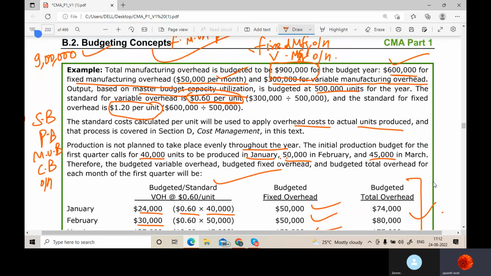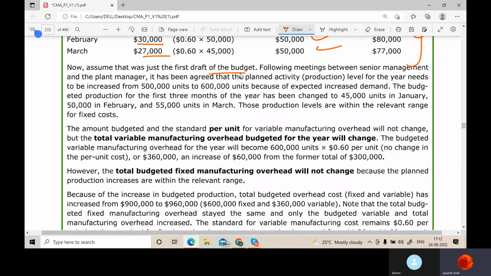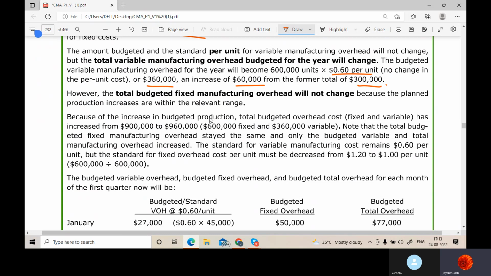Now let's go ahead. So now assume that was just the first draft of the budget. Following meetings between senior management and the plant manager, it has been agreed that the planned activity, that is the production level for the year, needs to be increased from 5 lakhs to 6 lakhs. Now they want to increase, and again the budgets they have made is more excess production in the coming months. So now 6 lakh units into this will give you this much, an increase of 60,000 compared to 3 lakhs. And also fixed will always be fixed, that won't change. So 6 lakh is fixed, so 9 lakh 60 is now your total overhead.